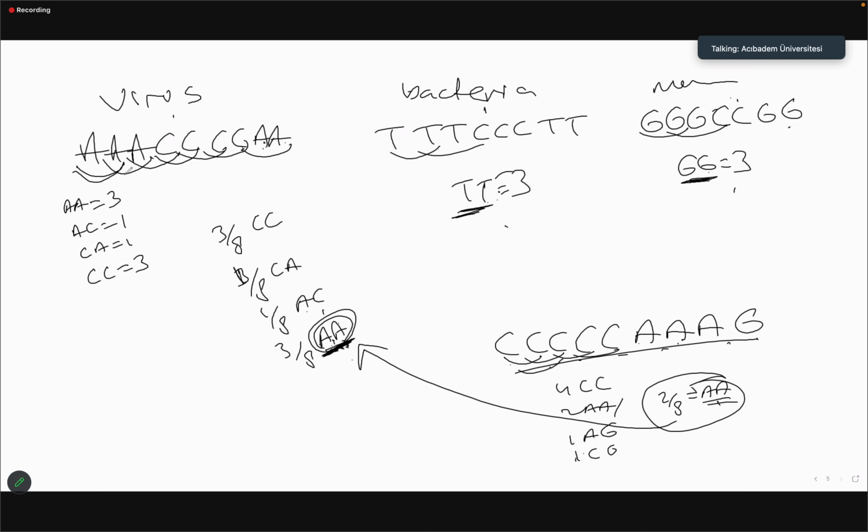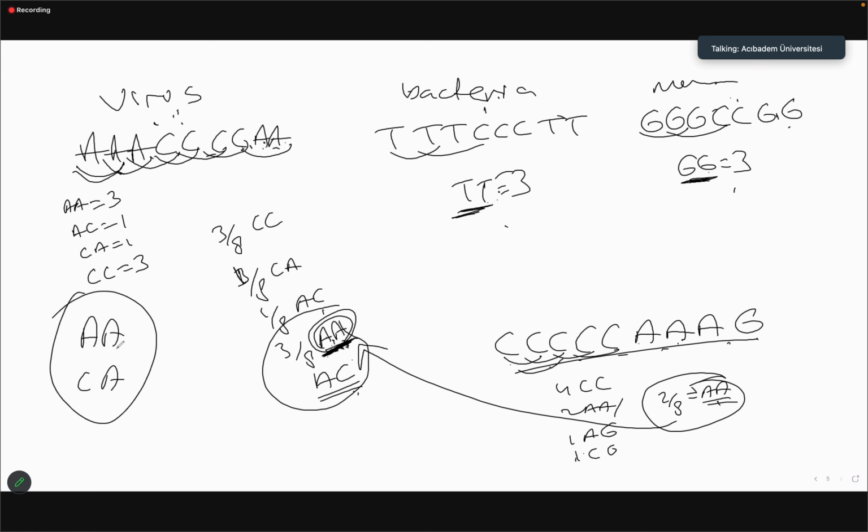There might be other frequently occurring two-letter words in virus, so you're going to find all of them. AA is mostly seen in virus, but not in bacteria and mammalian. For example, CA, AC is mostly occurring in virus, but not others. So these are the motifs for virus, AA and CA. And TT only occurs in bacteria, CT only occurs in bacteria, TC only occurs in bacteria, GG only occurs in mammalian.